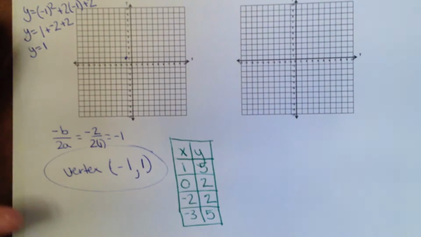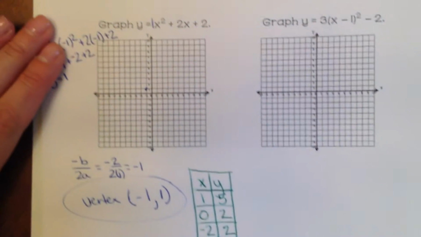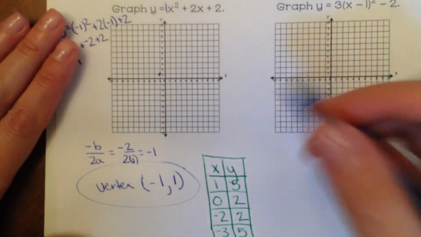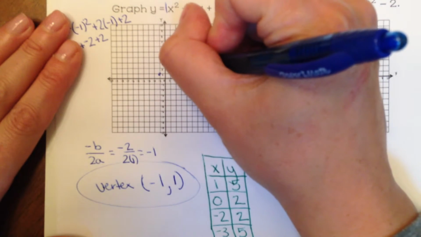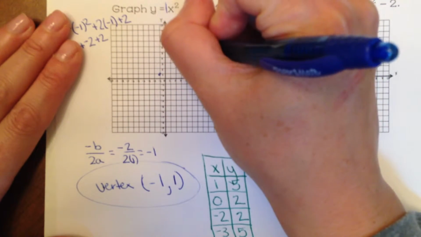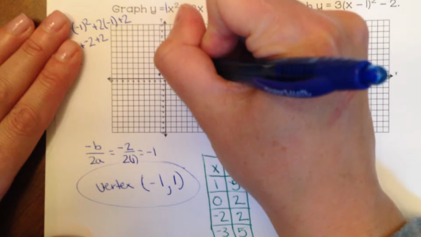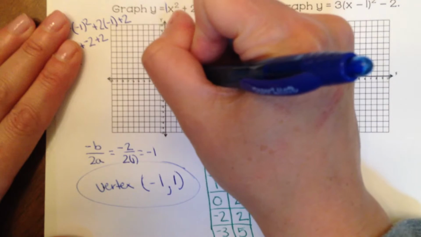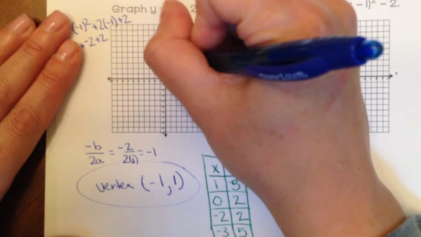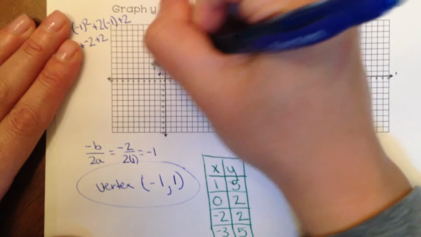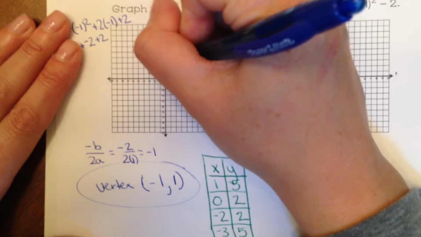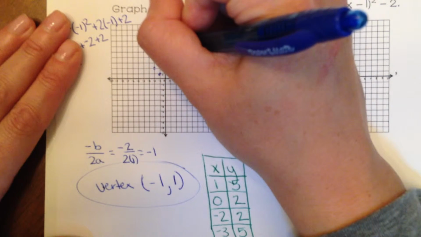Now I'm just going to plot these points on my coordinate grid. So when x is 1, y is 5. When x is 0, y is 2. When x is -2, y is 2. When x is -3, y is 5.